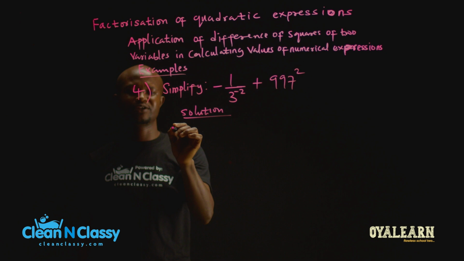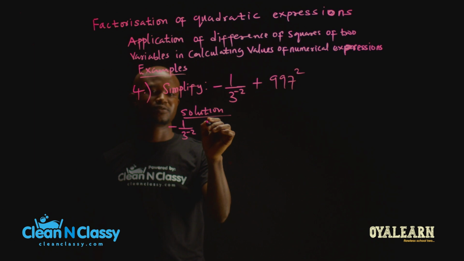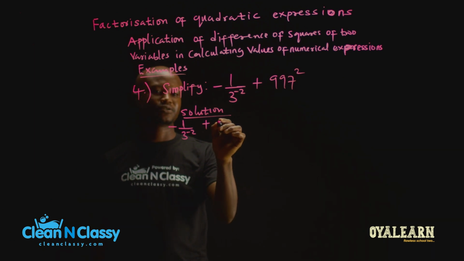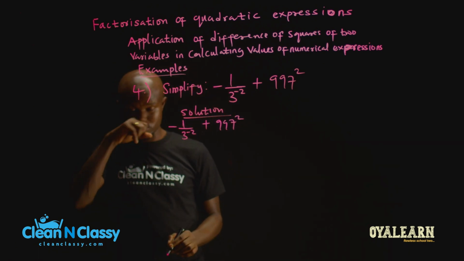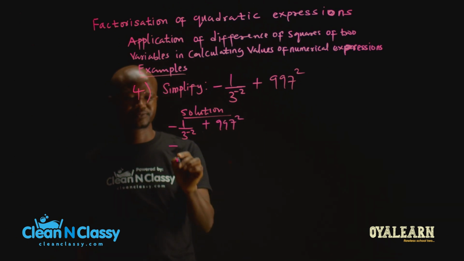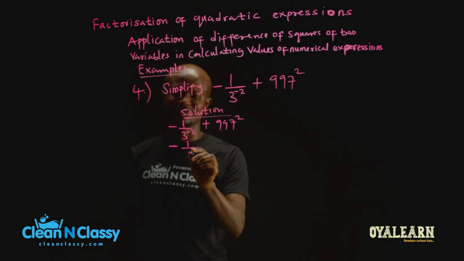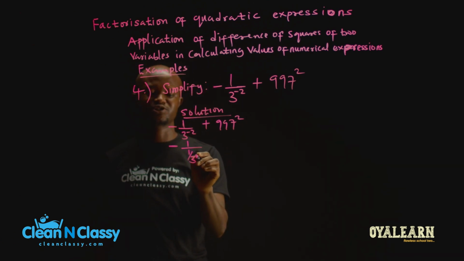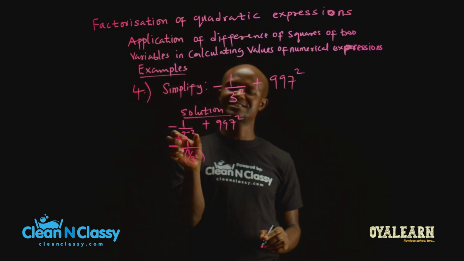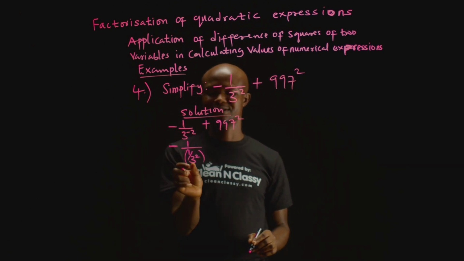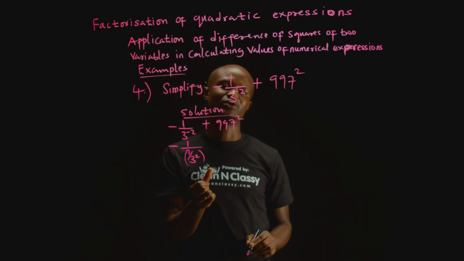So we have minus 1 divided by 3 raised to the power minus 2 plus 997 raised to the power of 2. Now in this case, we can write this as 1 divided by 3 raised to the power minus 2, which we can write as 1 divided by 3 raised to the power of 2. That's 3 raised to the power of minus 2, converting this from negative index form, ensuring that we have a positive index at the denominator.